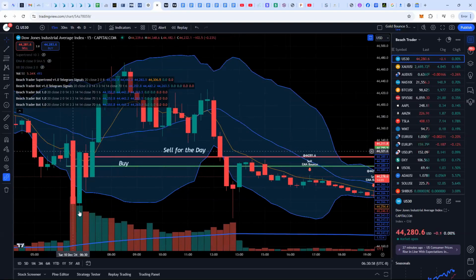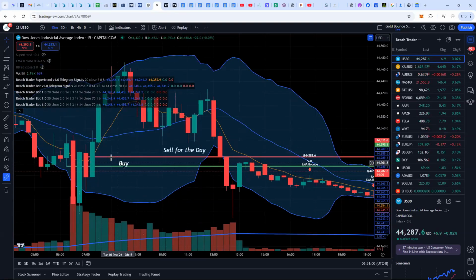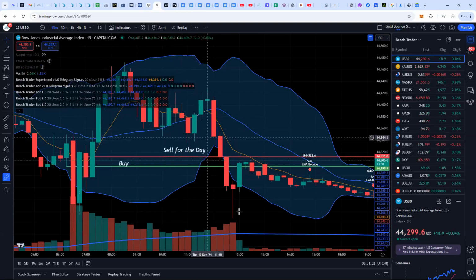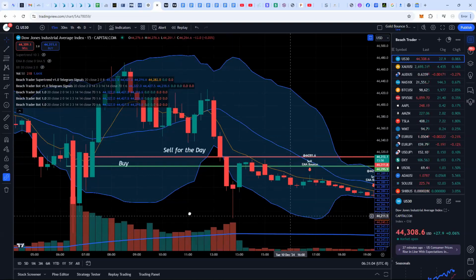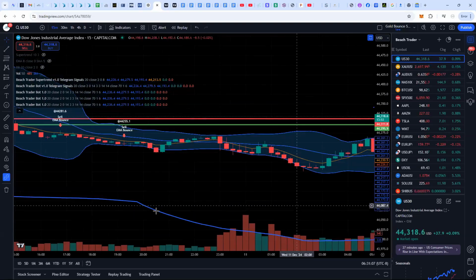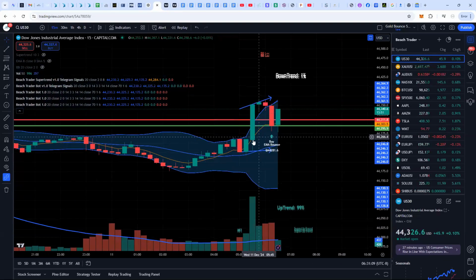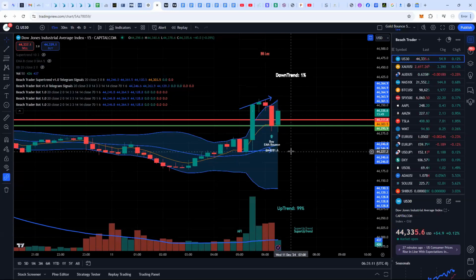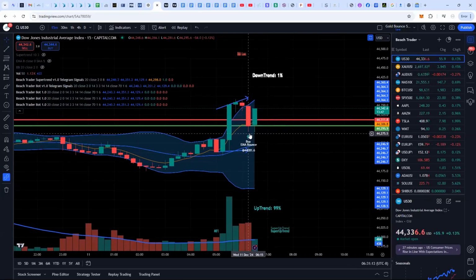We said to buy, it shot up, shot back down, shot back up. And then we said to sell for the whole day. And we see that we would have won a lot of money. It was down for the whole day yesterday, and then it just shot back up in the morning when that report came out. So now we're buying US 30.